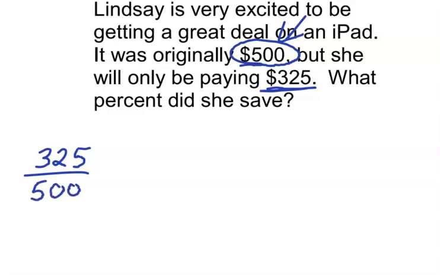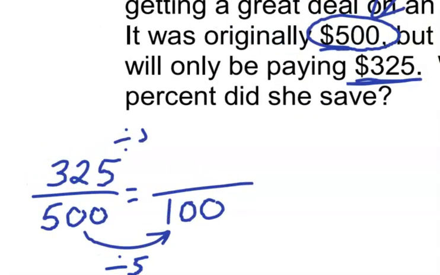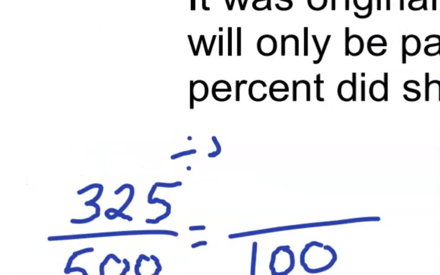Okay, we could divide 500 into 325 and get the decimal to see what percentage she did pay, and then subtract that from 100. But the other thing that's really easy to do with this one, remember, since percent is out of 100, I'm just going to redo this. What did it take to get from 500 down to 100? Well, you divided by 5. So what I'm going to do is take 325 divided by 5.